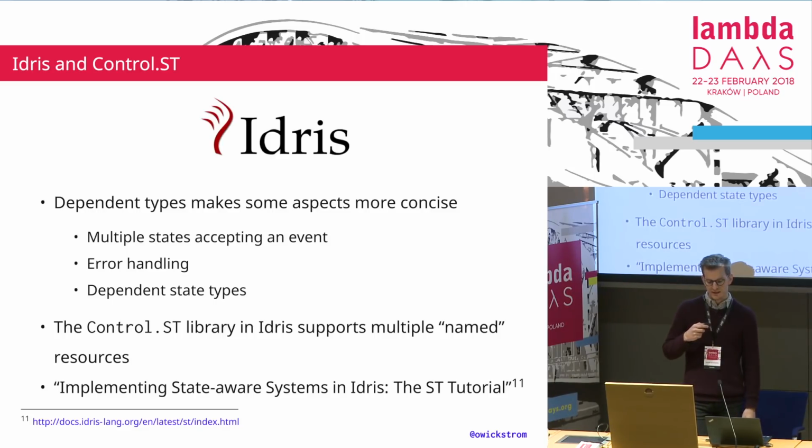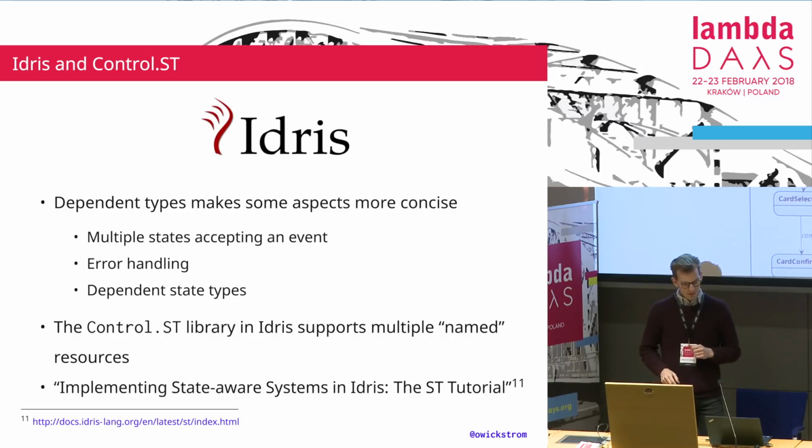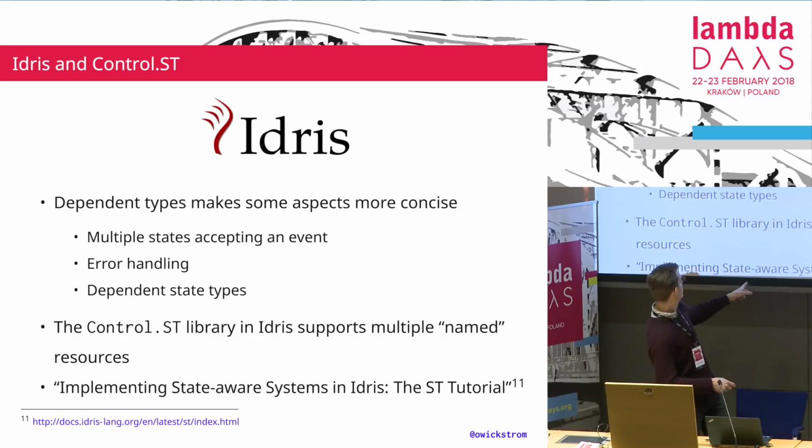So it makes it nicer because we have dependent types, and we can use that for things like error handling and having dependent state types, which is really nice. And the thing where we had multiple states accepting the same event, we can express that cleanly. Yeah, check out this tutorial, this one.